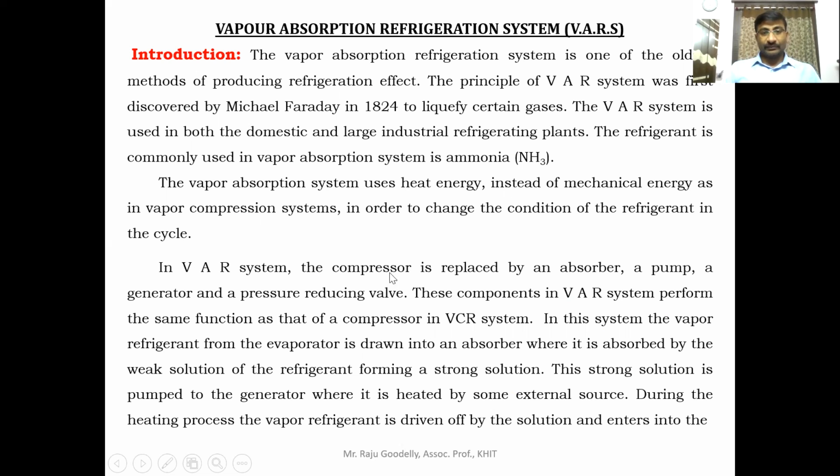In the VAR system, the compressor is replaced by an absorber, a pump, a generator, and a pressure reducing valve. These are the 4 devices installed in the VAR system in place of the compressor. The remaining three components are the same as in the VCR system. What are the remaining three components other than the compressor? Condenser, expansion valve, and evaporator. These three devices are the same as in the VCR system, but in place of the compressor, four devices are there in the VAR system: absorber, pump, generator, and pressure reducing valve.